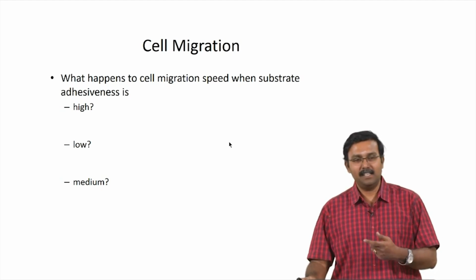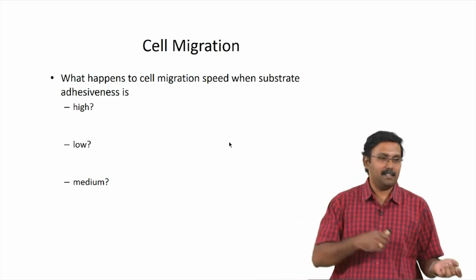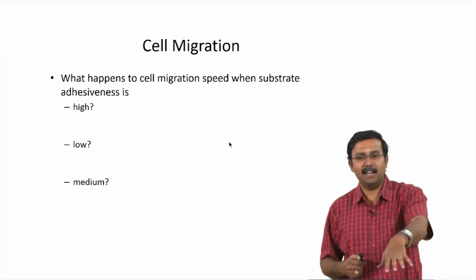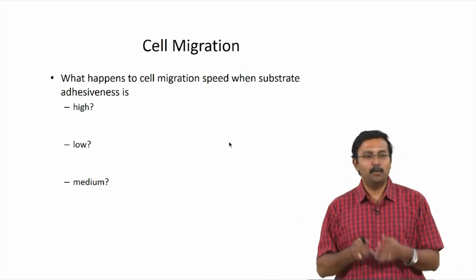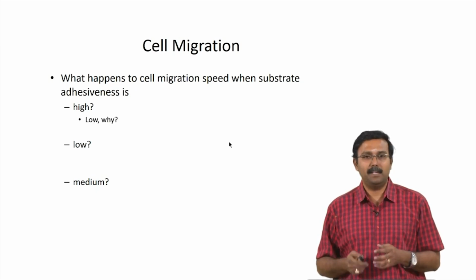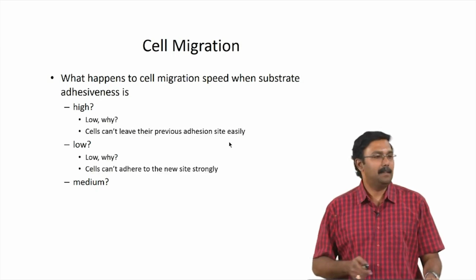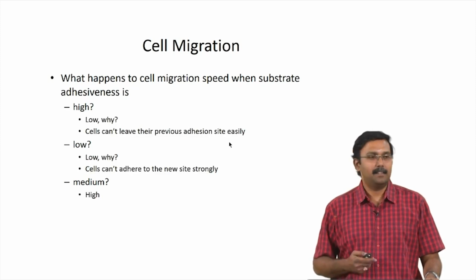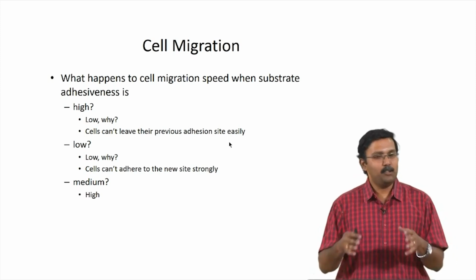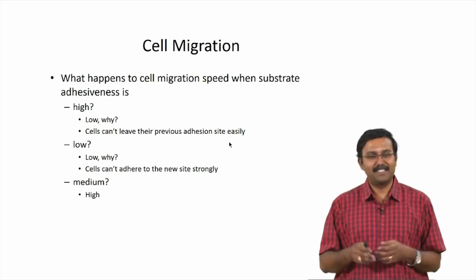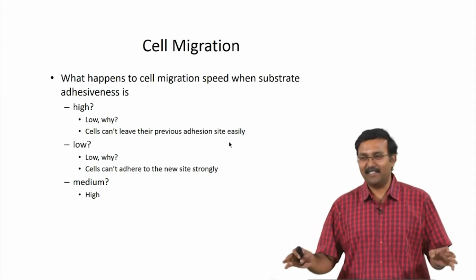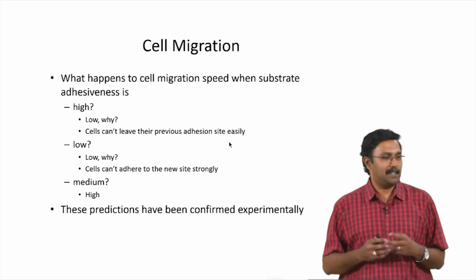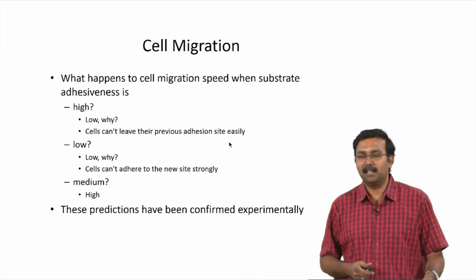So, in the first case it will not be able to detach itself from the first site, whereas in the second case it will not have a position where it can actually attach and move. So, in both cases the migration rate will be very low. When it is medium, that is when you would have a high migration rate, and as I have always said, biology always has some optimal values, right. So, high and low are never good, something in between is where you are looking for, okay. And these predictions have actually been confirmed experimentally as well.